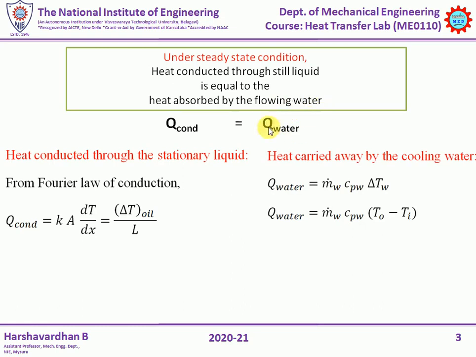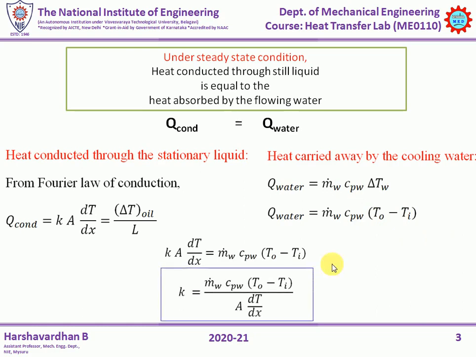The heat carried away by the flowing water can be calculated with the help of the thermodynamic equation, that is m Cp delta T. Here m dot w stands for the mass flow rate of the water, while Cpw stands for the specific heat of the water, and T0 and Ti represent the outlet water temperature and inlet water temperature. When these two are equated, we can determine the thermal conductivity of the liquid.